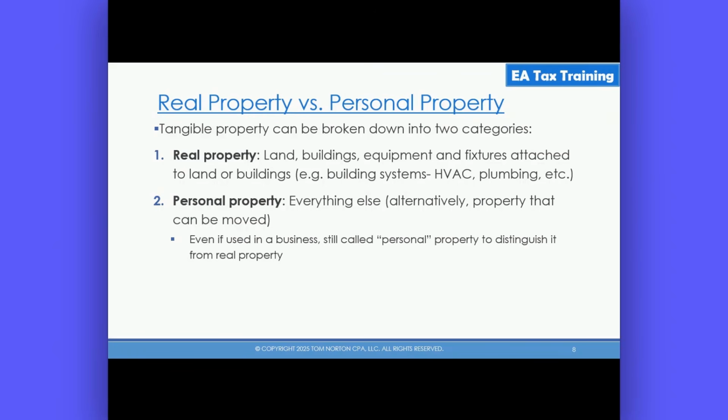It's not personal in that sense. Again, personal just means that it's not real property or that it's property that you can move. So you have personal property that is used in businesses all the time. Computers are personal property. Desks and chairs are personal property. Even vehicles are personal property. So all of those things are considered personal property in the tax law.